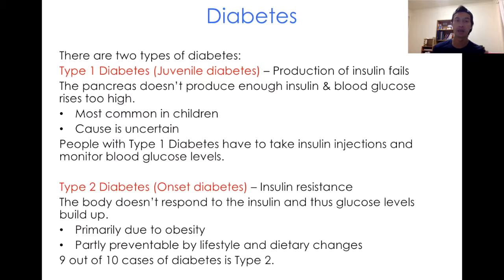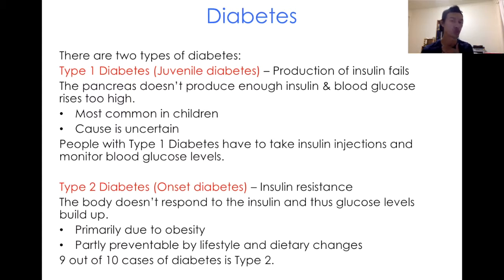There are two types of diabetes. You've got type 1 diabetes, which is what we call juvenile diabetes, and type 2 diabetes, which is called onset diabetes. And they're both slightly different, even though they result in an imbalance of blood glucose levels. Okay, so with type 1 diabetes, the production of insulin fails. The pancreas doesn't produce enough insulin, and the blood glucose levels rise too high.